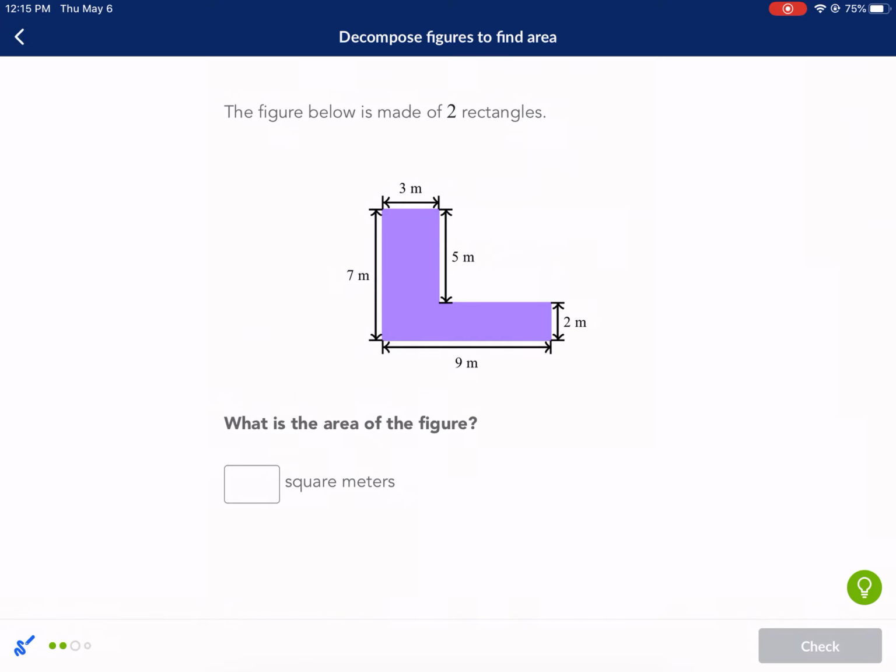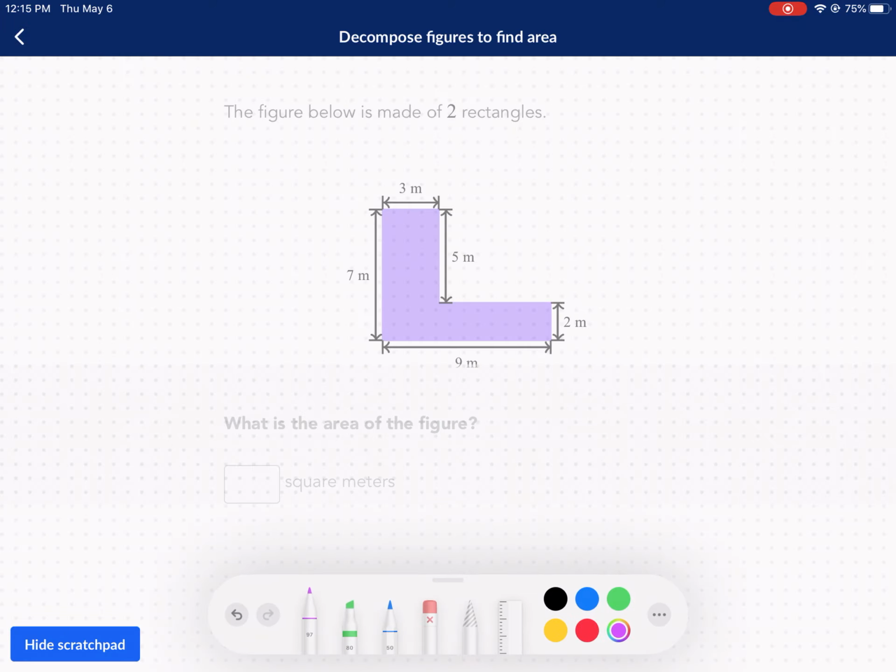All right, so here we have just a composite one. There's no hole in it like we can use the other one. The figure below is made of 2 rectangles. So what I'm going to do here is I'm just going to extend this. This makes a 3 by 7. So that's area 21 meters squared. And then we cut this off. So this is no longer 9. So what is it? Well, this part is 3. We know this is 3. So that means this has to be 6. 6 plus 3 equals 9.